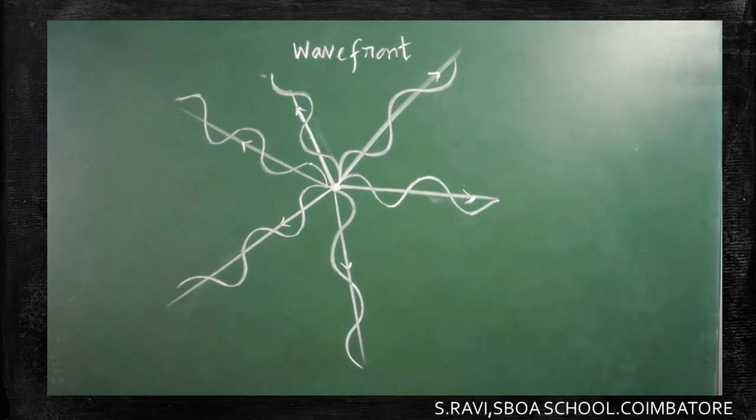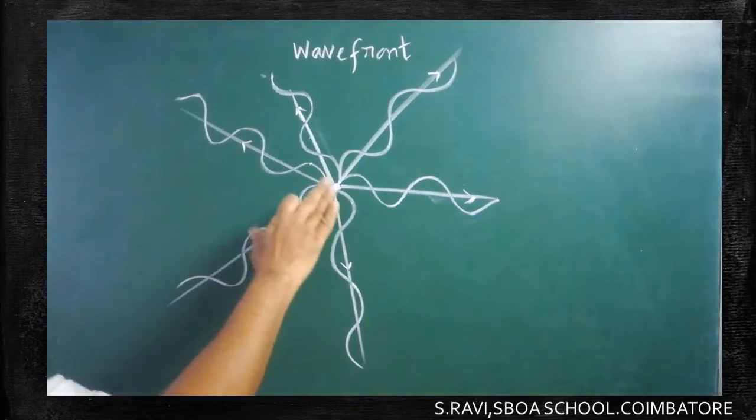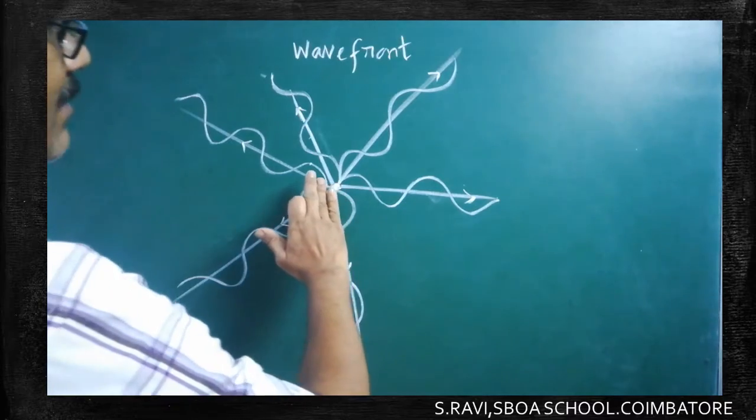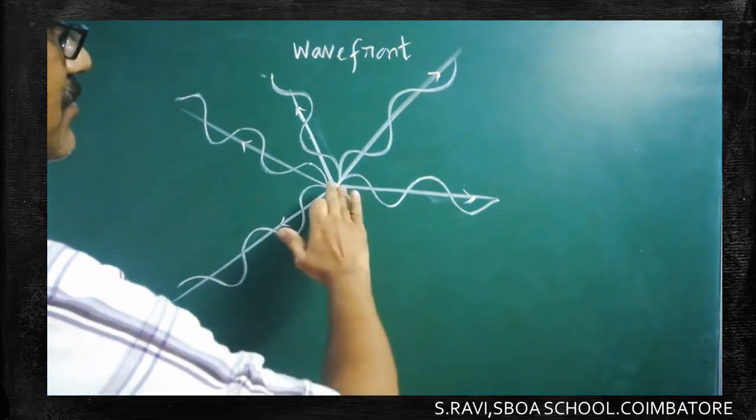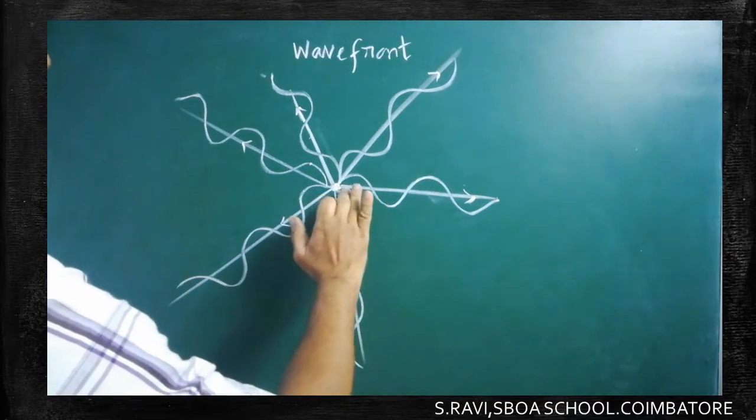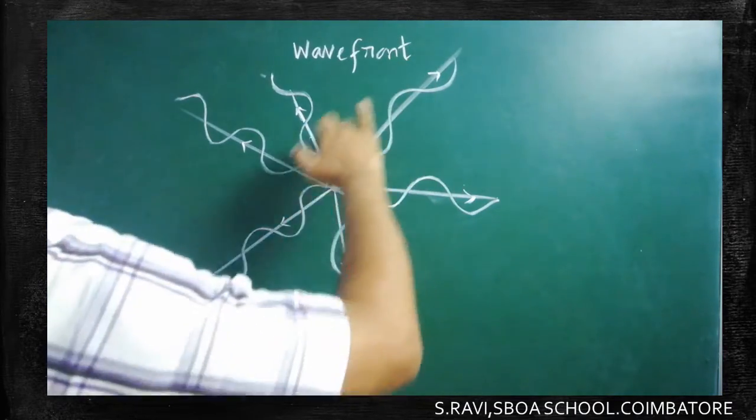Today we are going to learn about the new concept called wavefront. The concept of wavefront was introduced by the scientist called Huygens. Now we will see what a wavefront is. As per Huygens' theory, light travels in the form of waves in all directions. I have drawn the waves which are originating from the source and traveling in all directions.